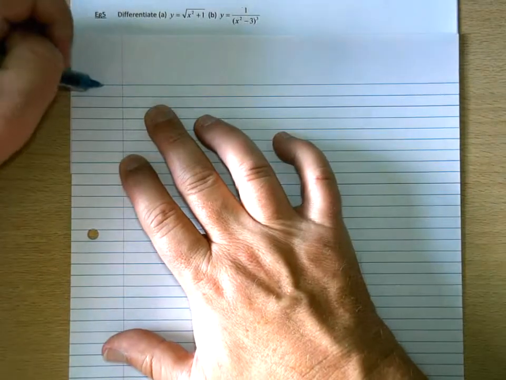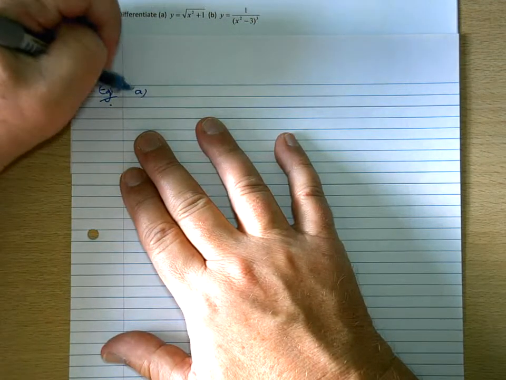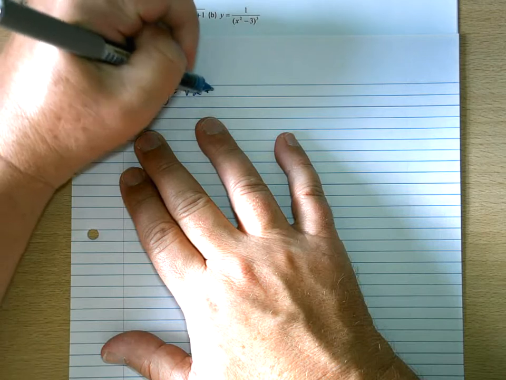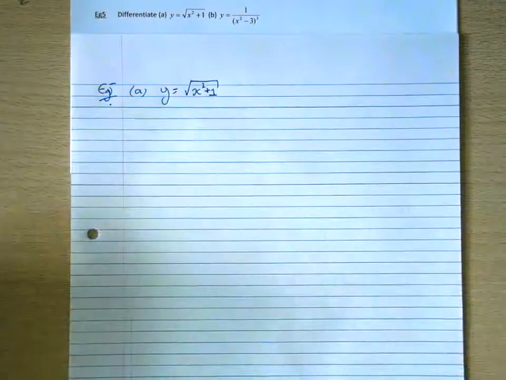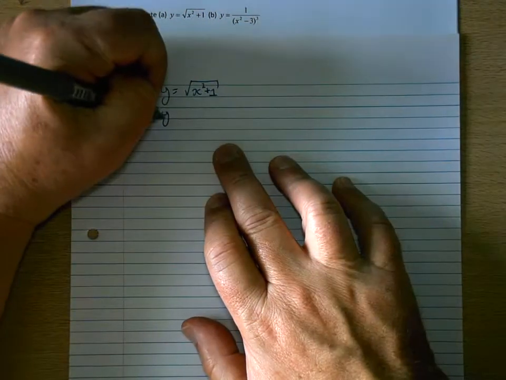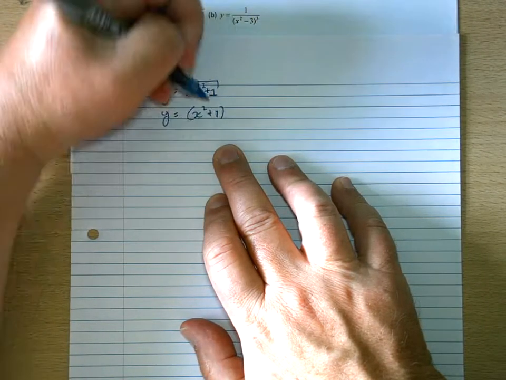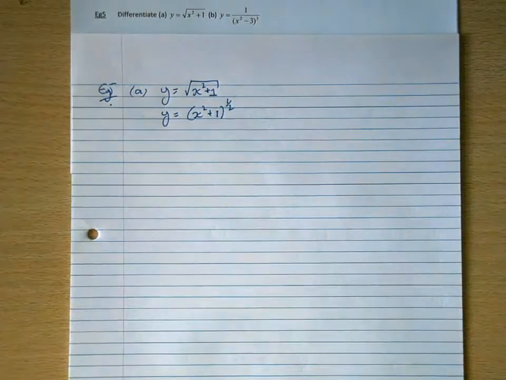Okay, so Eg5, using the chain rule to differentiate. So the first expression there, y equals the square root of x squared plus 1. So I can write it in index form, to the power of a half. Square root becomes the power of half.